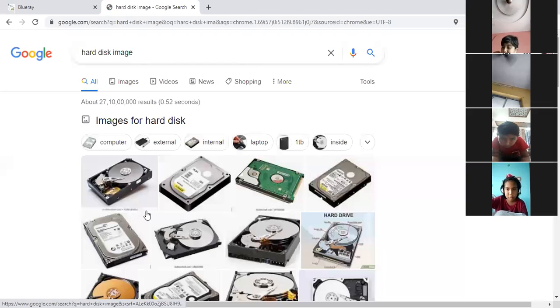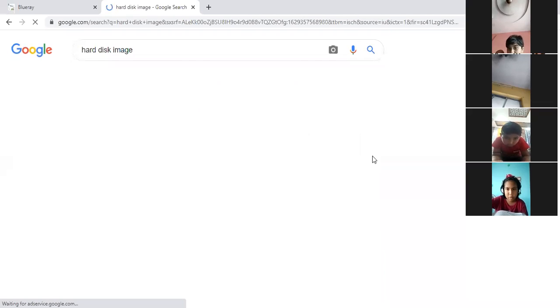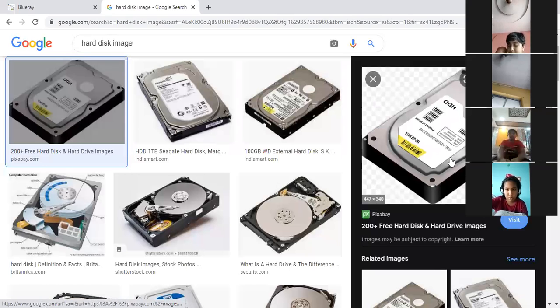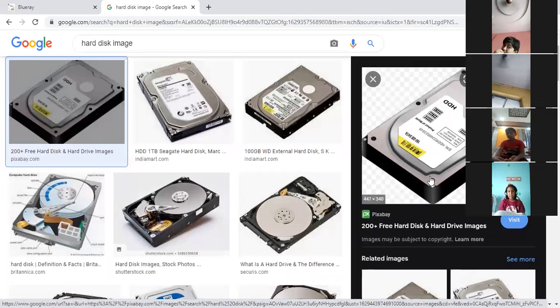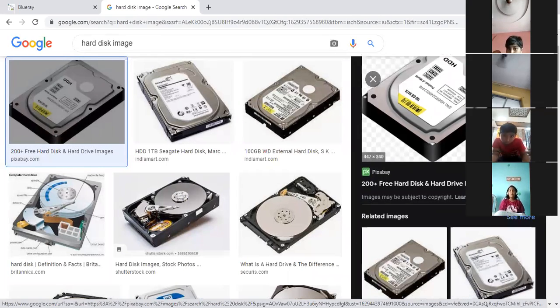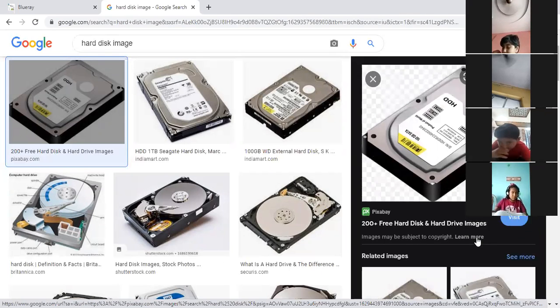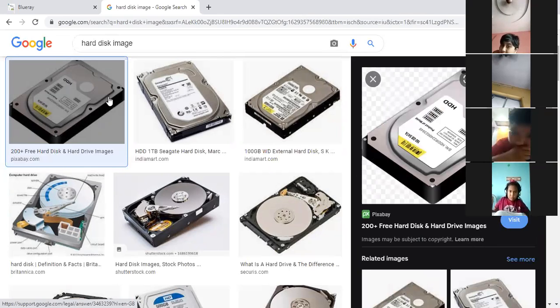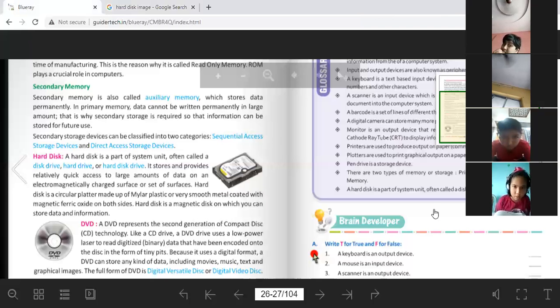So a hard disk looks like this. These are the hard disks. If you look in the picture, these are the hard disks. This is made up of mylar plastic or a very smooth metal, and it has magnetic ferric oxide on both the sides, and it helps to store the huge data in the computers.